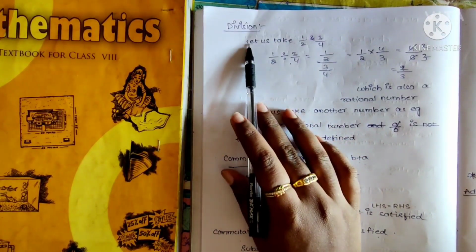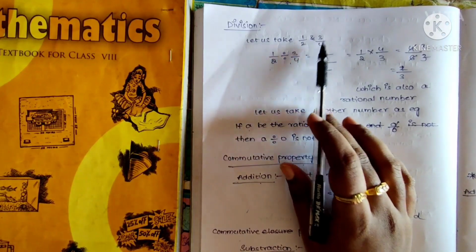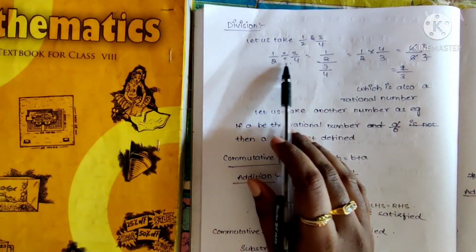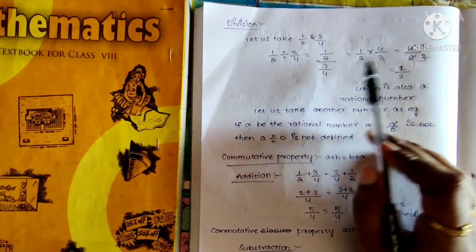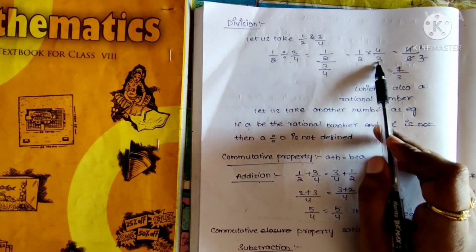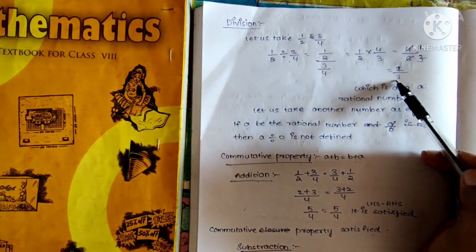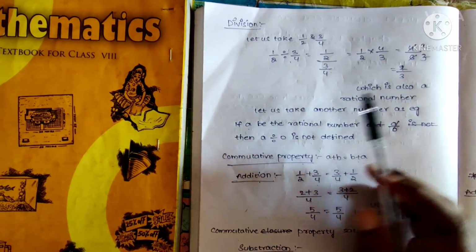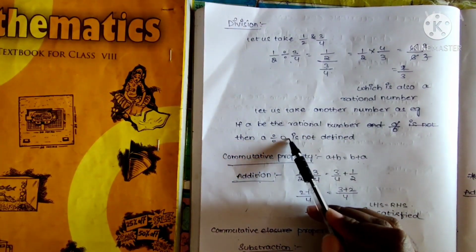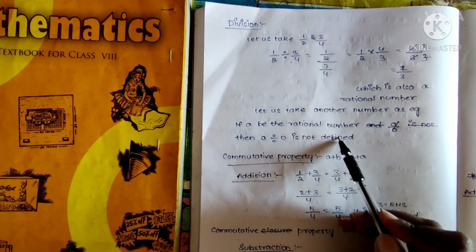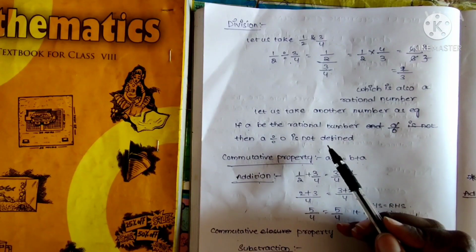Now let us see under division. Let us take examples of 1 by 2 and 3 by 4 rational numbers. Now 1 by 2 divided by 3 by 4 equals 1 by 2 into 4 by 3, that is, here 3 by 4 should be reversed, then 4 by 3. 1 by 2 into 4 by 3 equals 4 by 6, that is 2 by 3, which is also a rational number. Let us take another example. If a is a rational number, a divided by 0 is not defined, so the closure property under division in rational numbers is not satisfied.